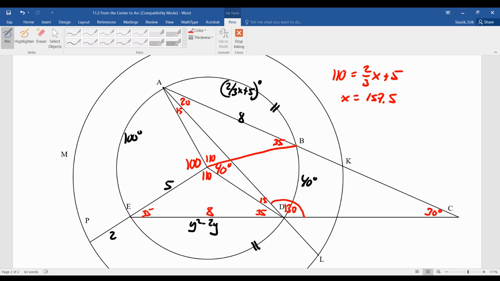The length of arc EDB. Let's see, EDB. Well, that's a central angle of 150. So that would be 150 over 360 times 2 pi times r. You should be able to figure that out to 25 pi over 6. You should be able to do that without a calculator.